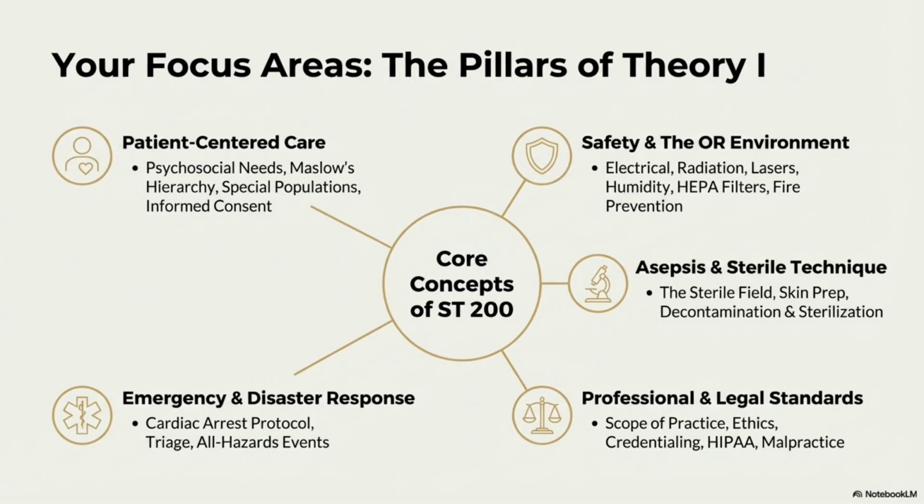Now we move from structure to substance. These are your pillars. If your understanding here is strong in these 5 pillars, you are positioned to succeed. We start with patient-centered care. This includes psychological needs, Maslow's hierarchy, special populations, and informed consent.